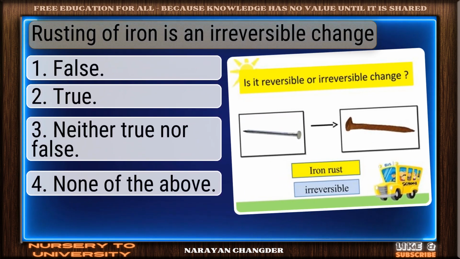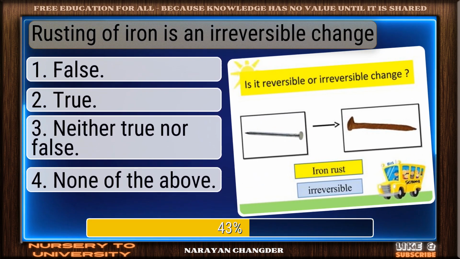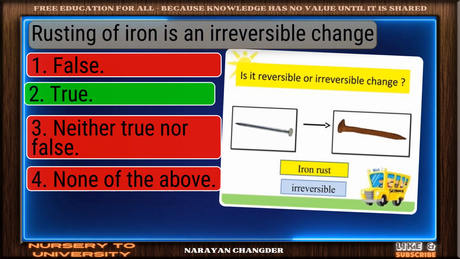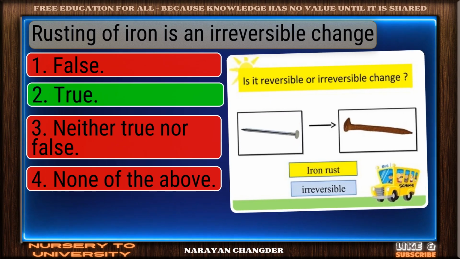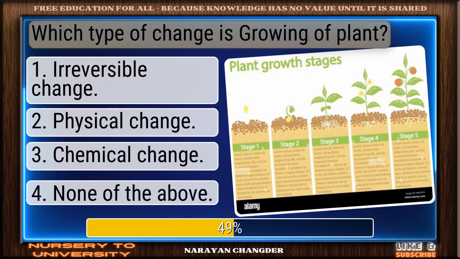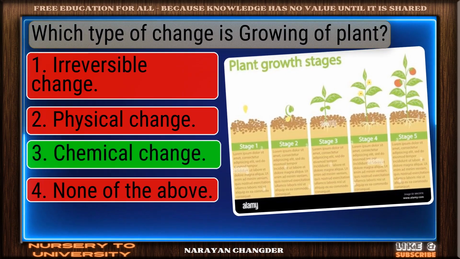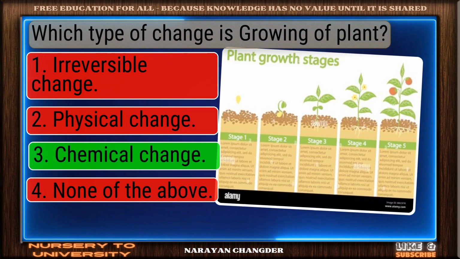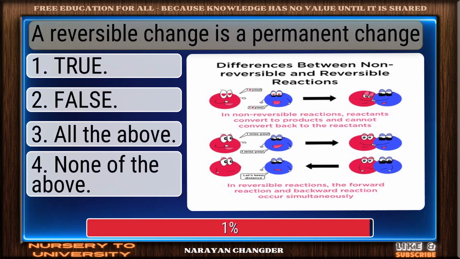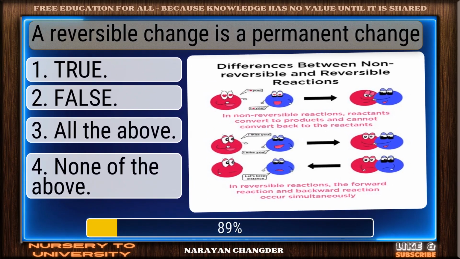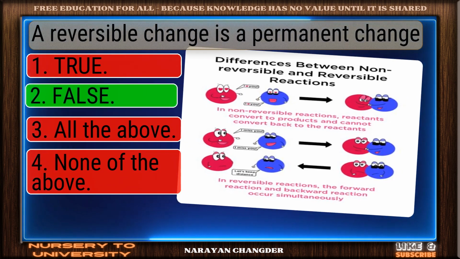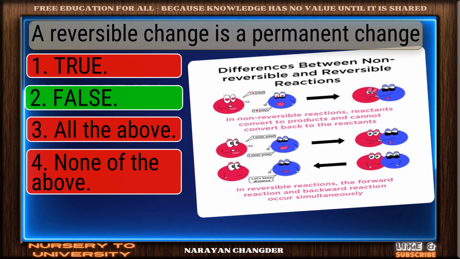Rusting of iron is an irreversible change. Exactly. True makes sense, and it is the right choice. Which type of change is growing of plant? Smart pick. Chemical change is the correct choice. A reversible change is a permanent change. Clear logic. Your choice false is sound and 100% true.